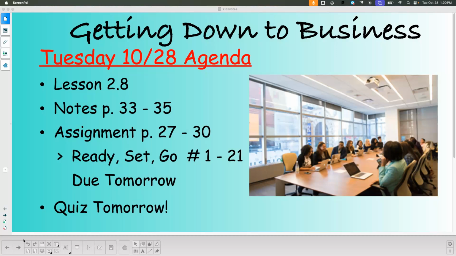The switching back and forth between forms. Yeah. Radical form and exponent form.